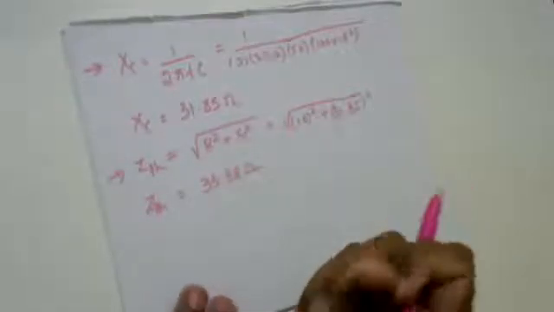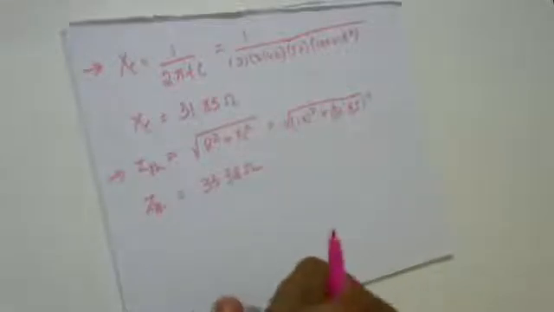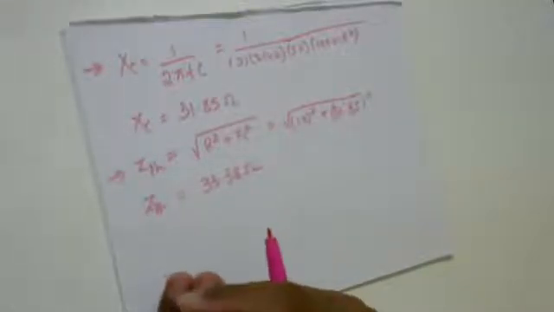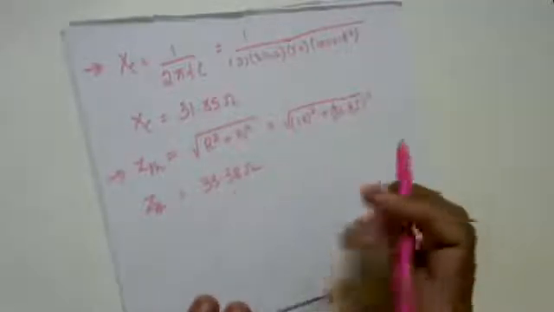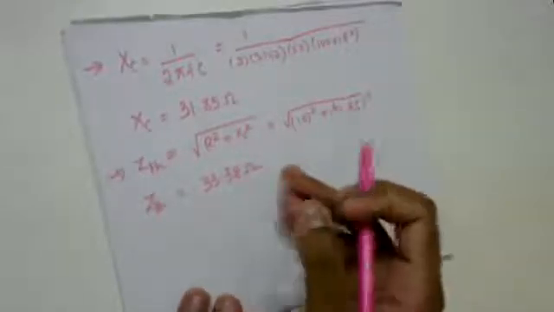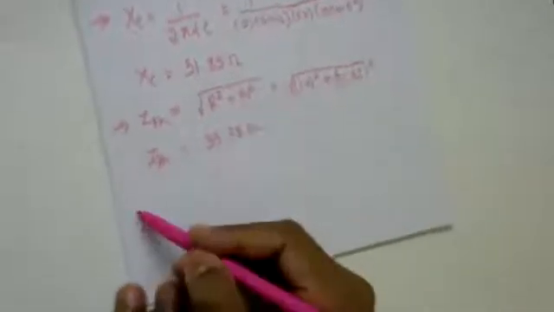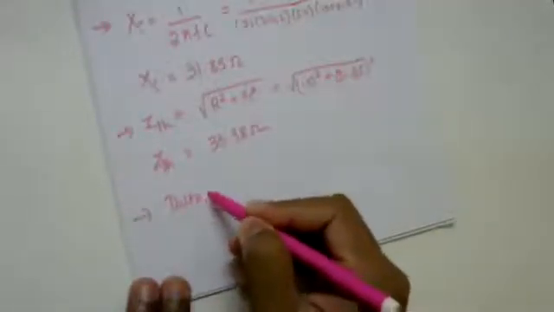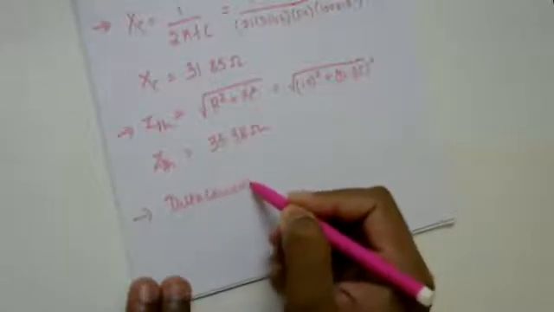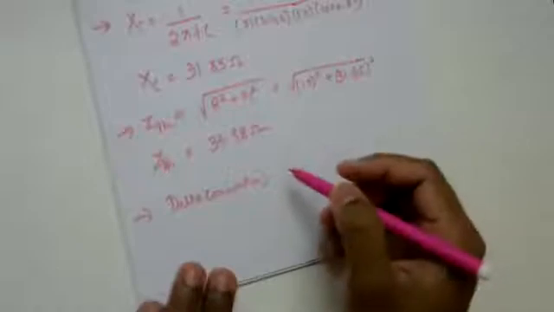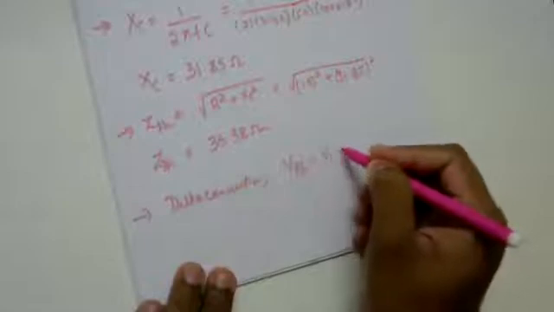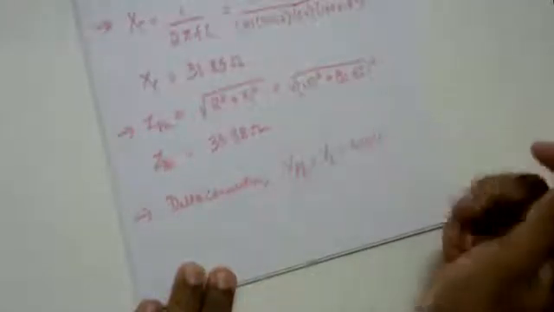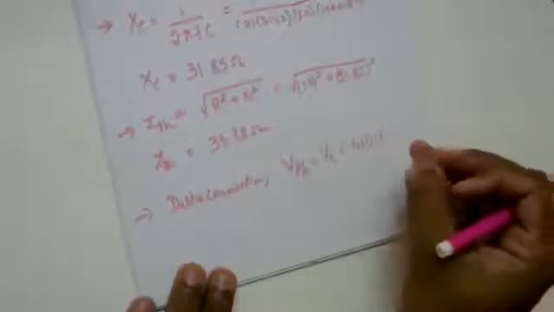Again, my remaining students are not answering in the session, so I want all the students to answer. So impedance of each phase is found to be 33.38 ohms. Now we know that this type of connection is a delta connection. In case of delta connection, the phase voltage is the same as the line voltage, which is nothing but 410 volts.